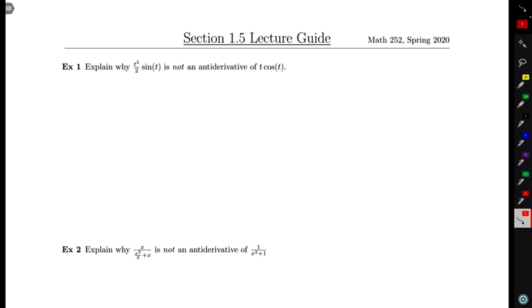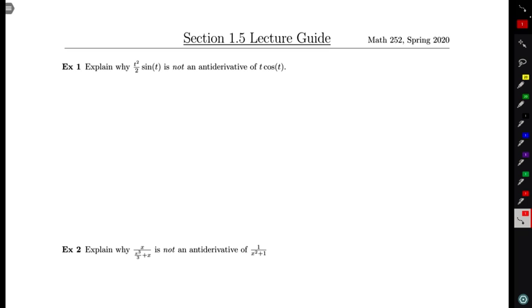But before we get into substitution, I want to describe some common integration mistakes, and we're going to talk about how to avoid one of them for the time being, and some of these others will come up later on in this course. So example 1 is asking us to explain why t squared over 2 times sine of t is not an antiderivative of t cosine of t.